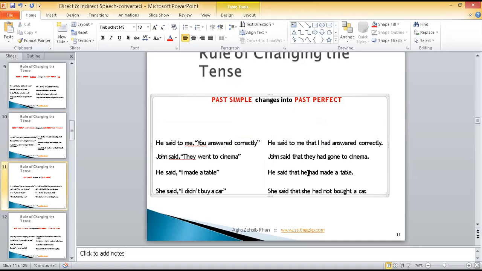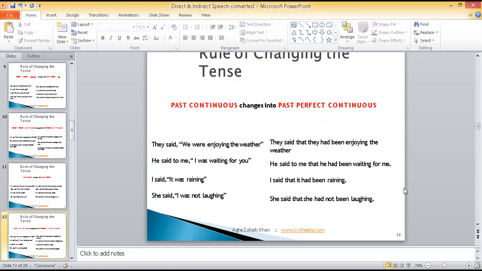Made, now you have to change into had made. And then did not buy a car, it would change into that she had not bought a car. Remember, simple present into simple past, yet simple past into past perfect. Past perfect means you have to make an addition of third form and had.